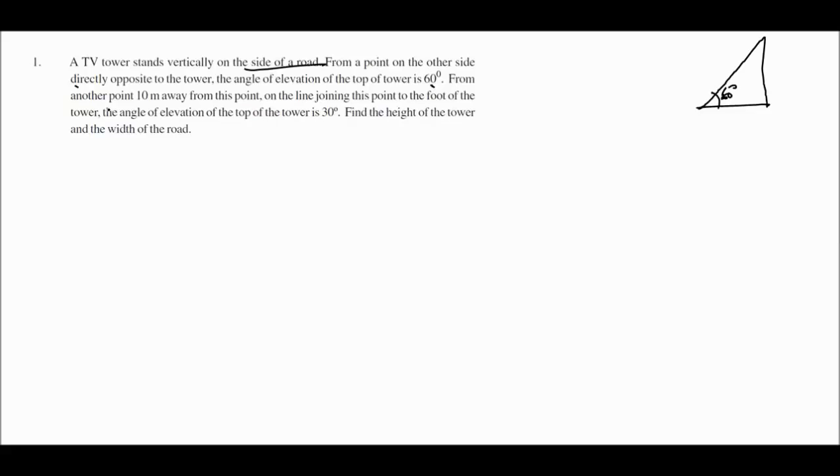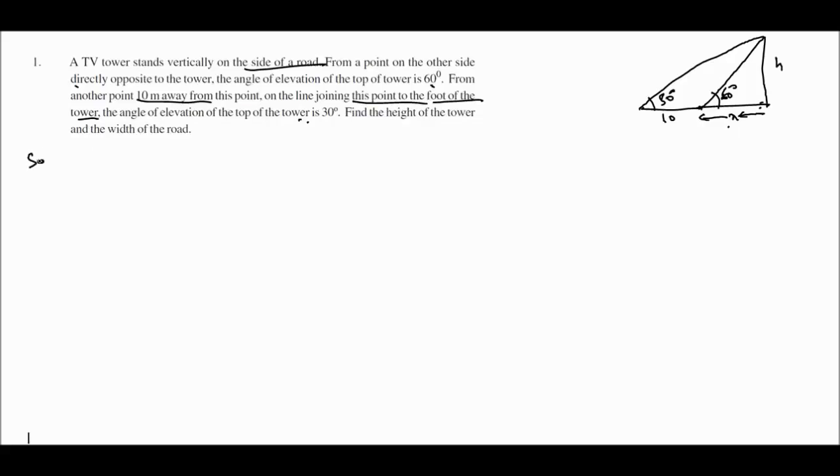From another point 10 meters away from this point, on the line joining this point to the foot of the tower, the angle of elevation of the tower is 30 degrees, like this. Find the height of the tower. He is asking for the height of the tower, which we have to find. Let x be the distance between these two points.